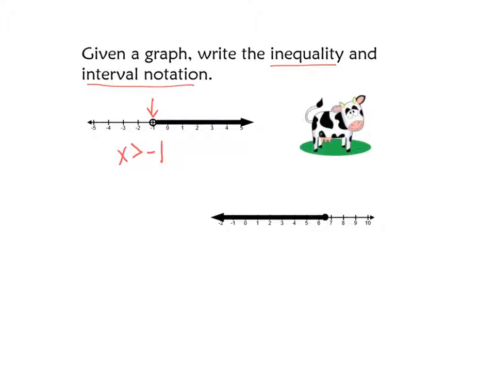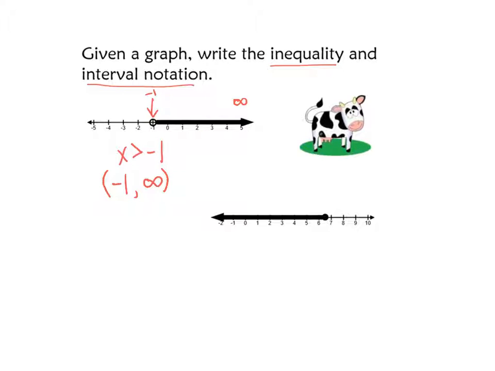Thinking about what's happening here, this is -1, and this would be positive infinity. So when I write my interval notation, it's going from -1 to positive infinity. Because it's an open circle, I have a parenthesis, and for infinity, I always have a parenthesis.